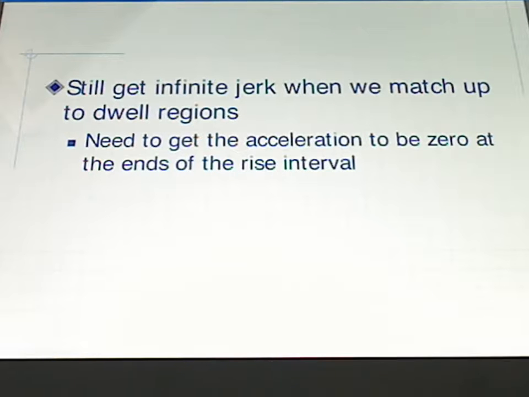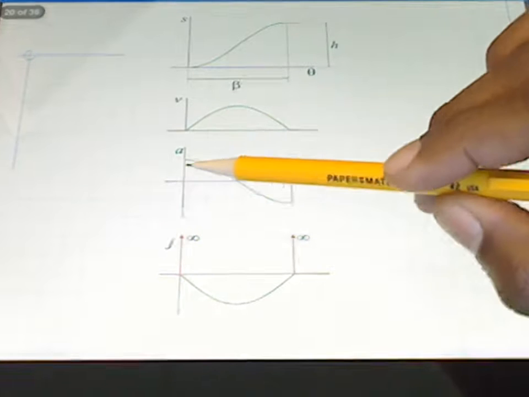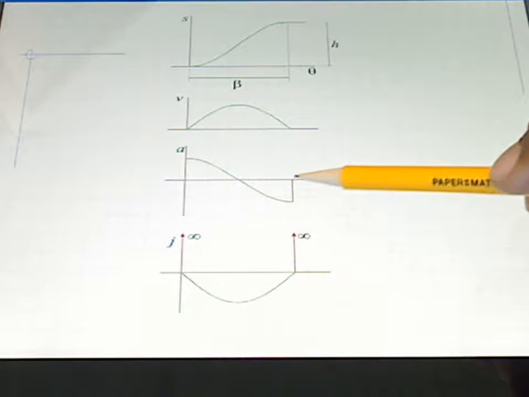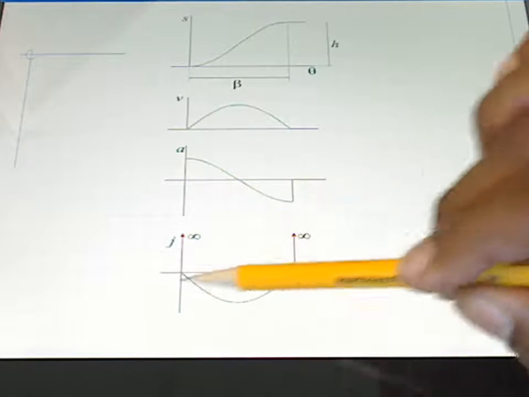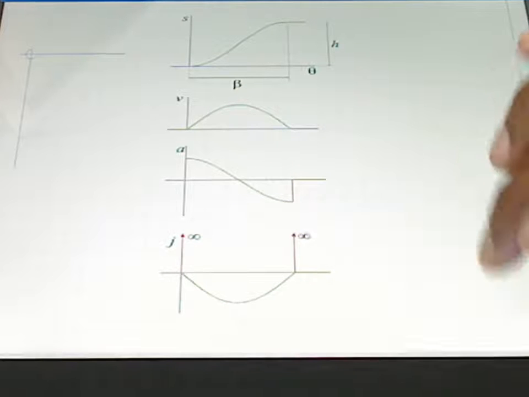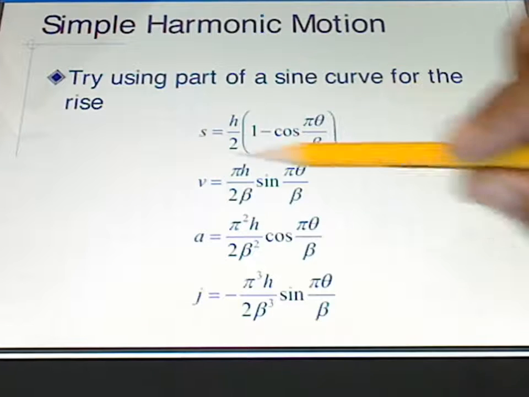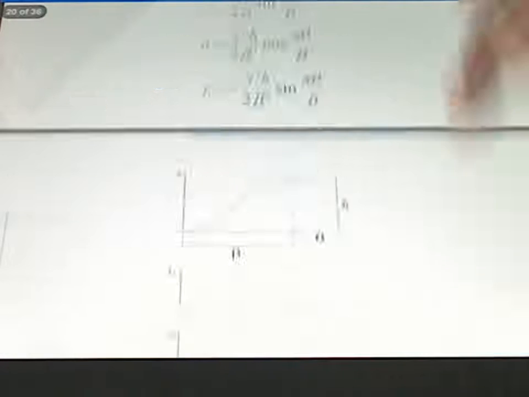So we need to get the acceleration to be 0 at the ends of the rise interval. If our acceleration had been 0 here and had then gone up, come down, and then closed here, we wouldn't have this instantaneous jump in acceleration, and therefore our acceleration would be continuous and our jerk would be finite. And so we're going to need to modify our function. The sine curve as shown is also not a valid way to design our cam.